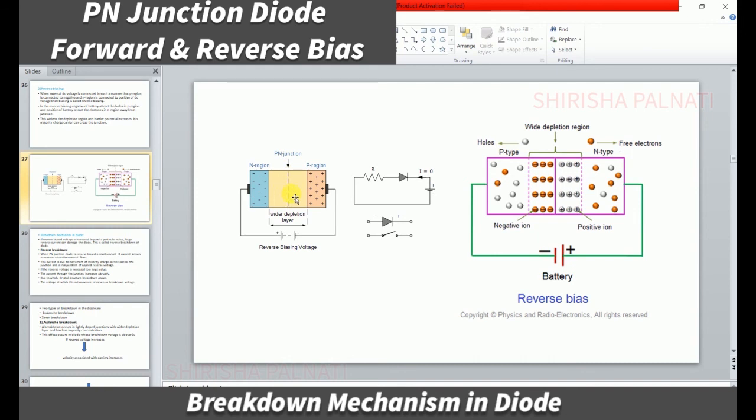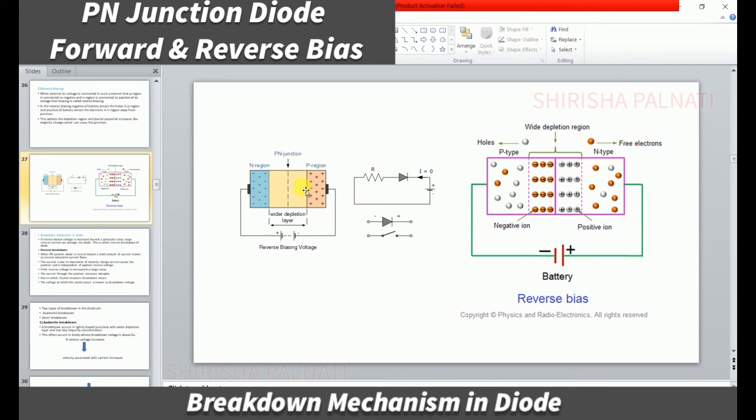Do you understand the point I told? Here we are applying the cathode to the positive and the anode to the negative. So different terminals we are connecting. That's why the holes of the p region are moving away from the junction, and the electrons of the n region are moving away from the junction.